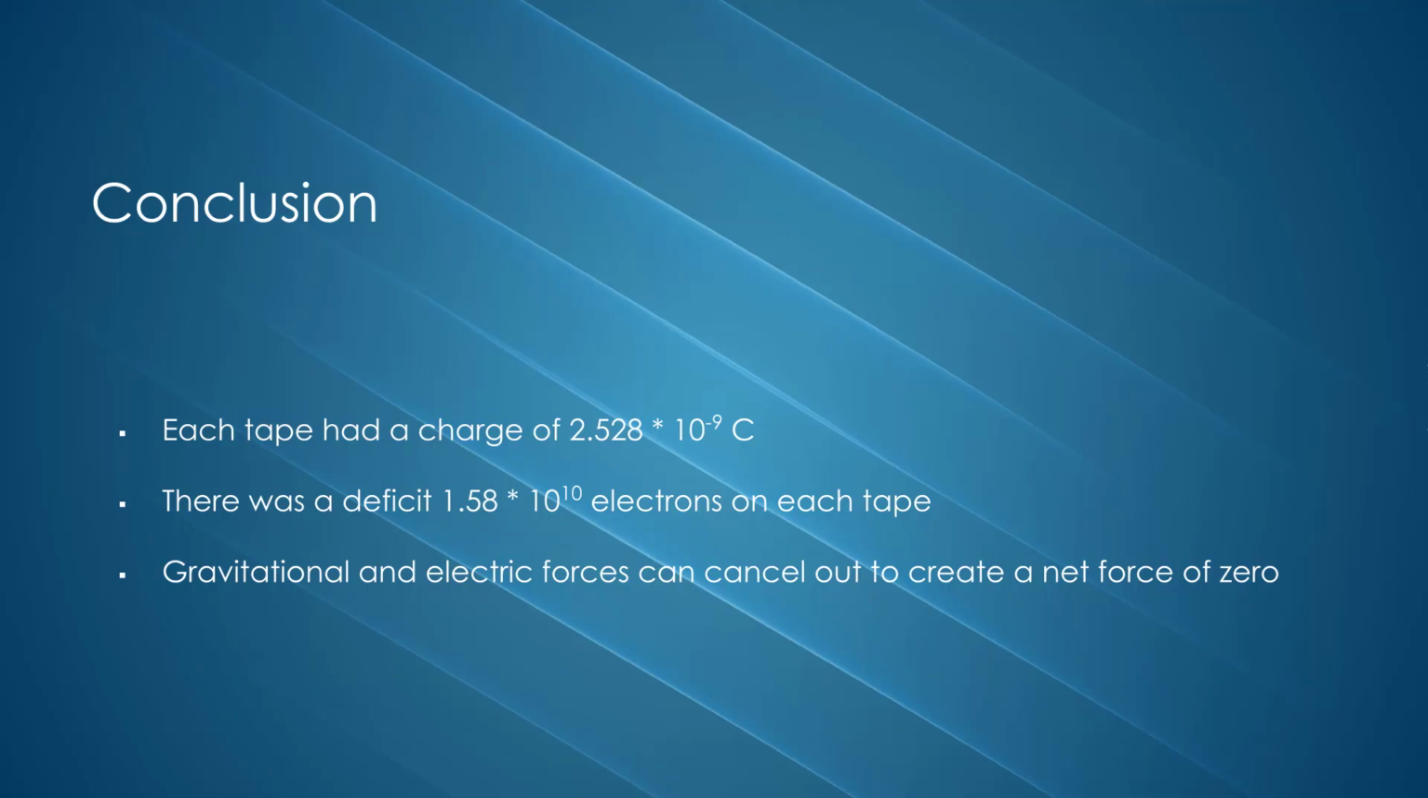In conclusion, we found that each tape had a charge of around 2.5 times 10 to the negative 9 coulombs. There was a deficit of 1.58 times 10 to the 10 electrons on each tape, and that our gravitational and electric forces were able to cancel out and create a net force of 0.